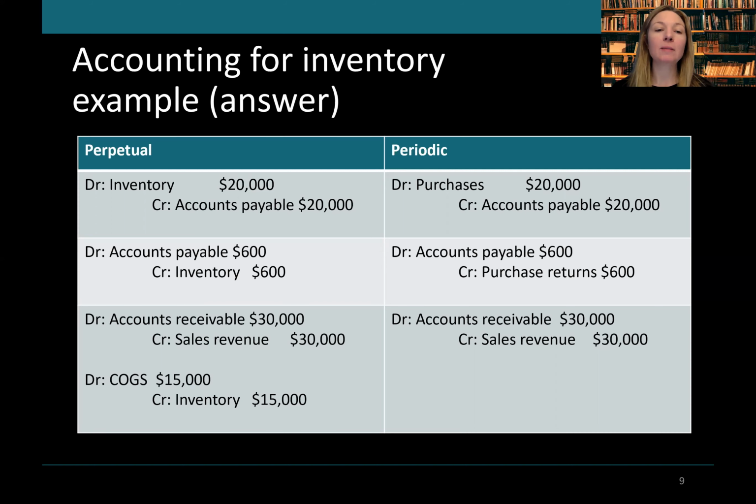For a perpetual system, we're hitting inventory directly. And in a periodic system, where we don't touch inventory, we're crediting the purchases return account. You can see, of course, that the journal entries are for the same dollar amounts. It's simply where the debit or the credit goes, whether it touches inventory or not.